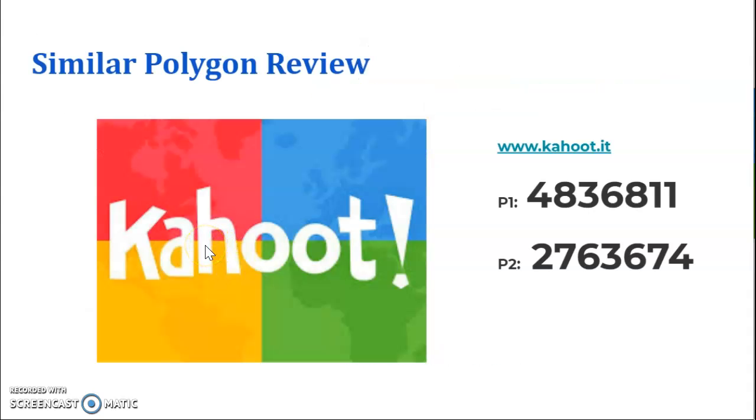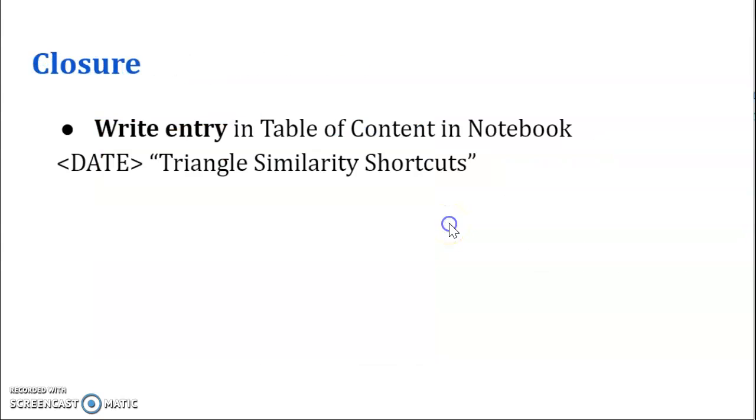Okay, I am not sure whether the class had time, but we actually went on to try a Kahoot exercise or quiz to see what we learned. So that's the link. And finally, what we learned today was triangle similarity shortcuts. So you are going to write in your table of contents today's date and triangle similarity shortcuts.